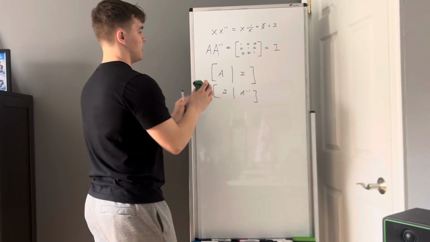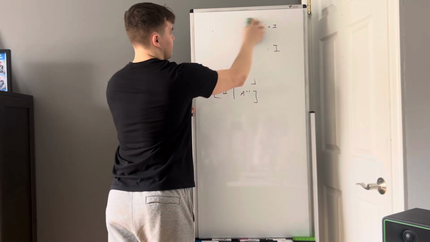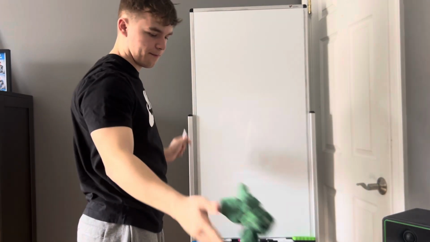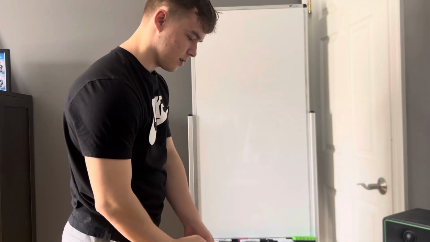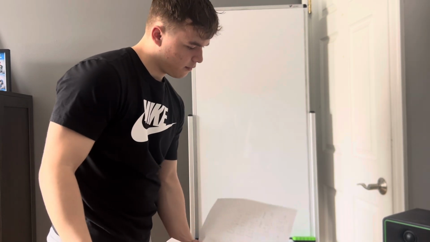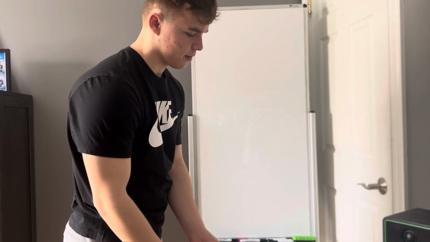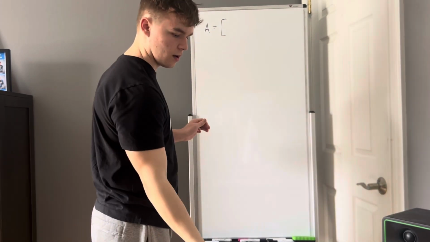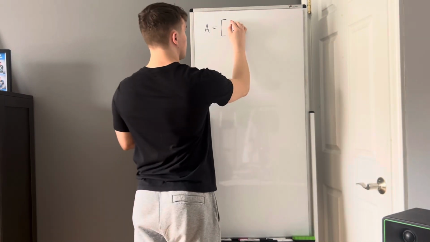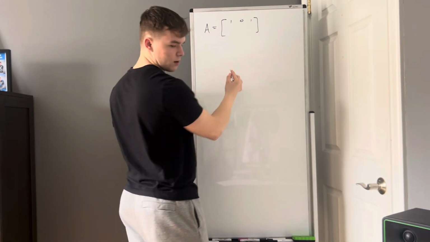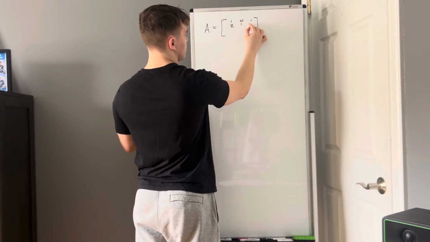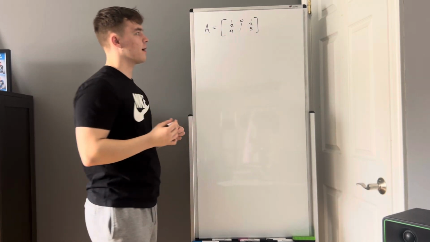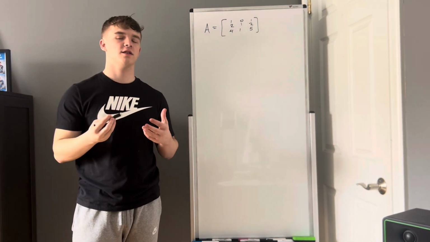So let's look at an example. We're going to let A equal 1, 0, 1; 2, 1, 2; 4, 1, 5. Now you can pause this and try to solve this either way you like.